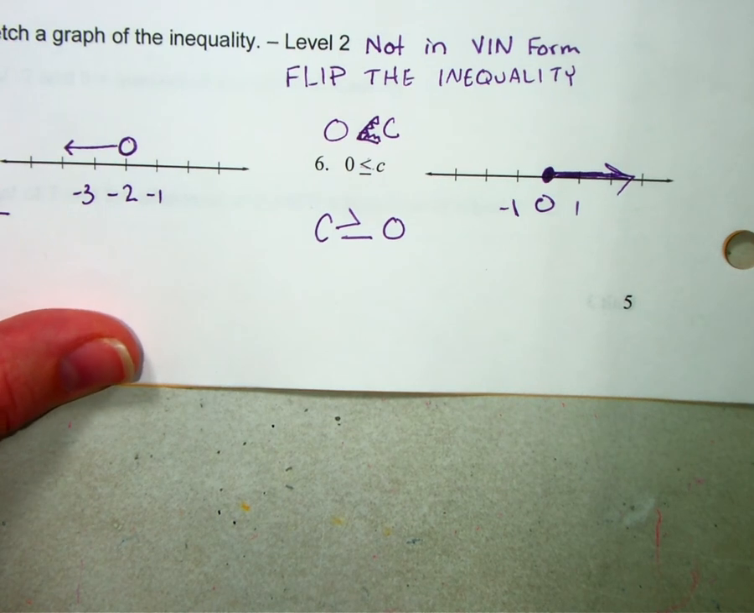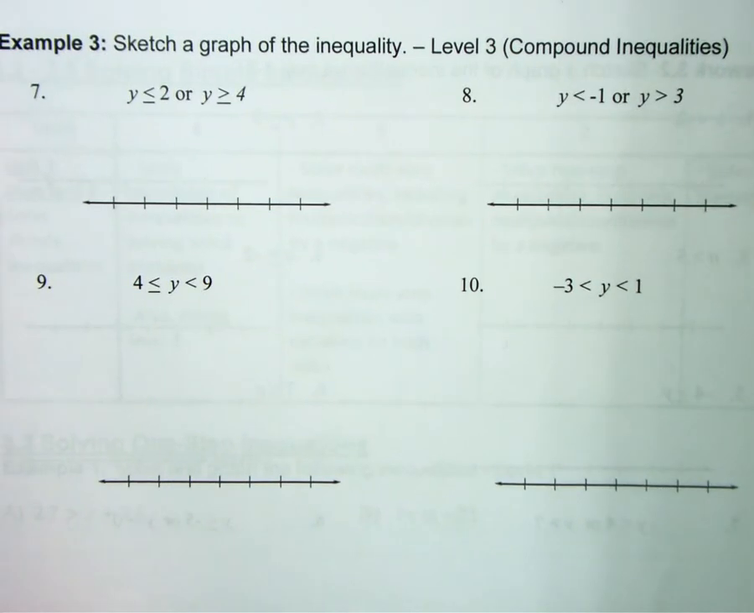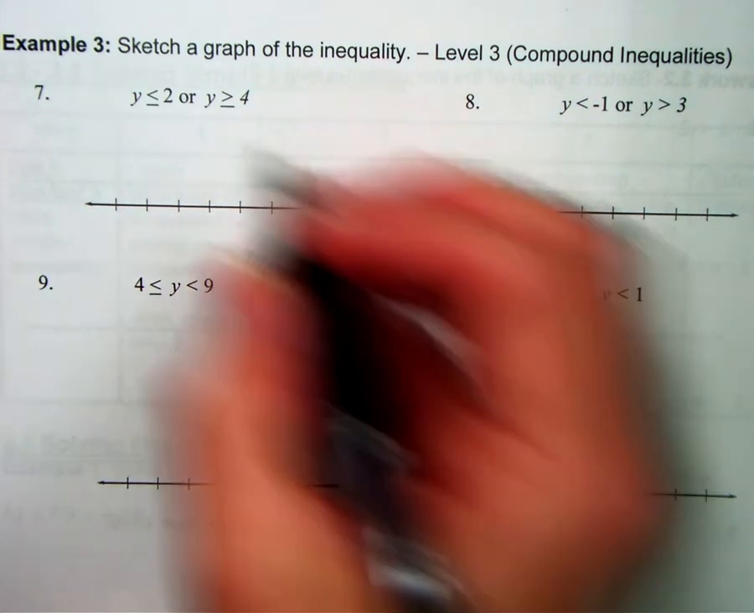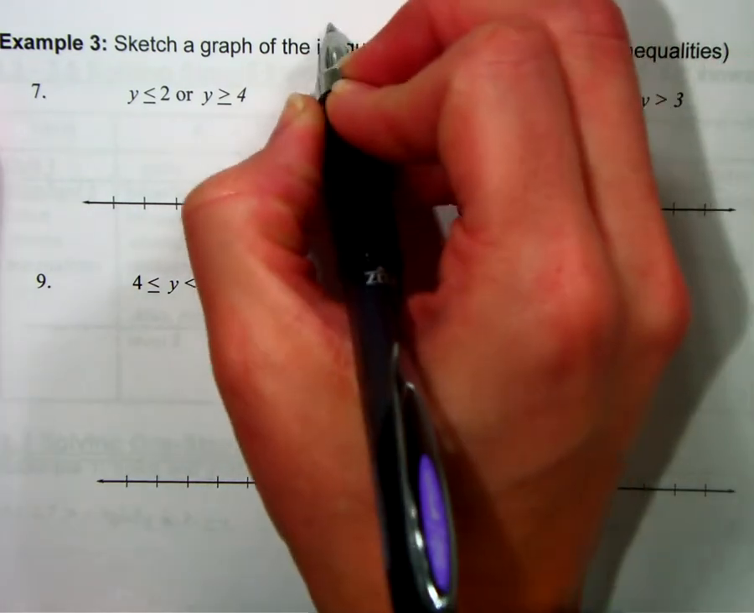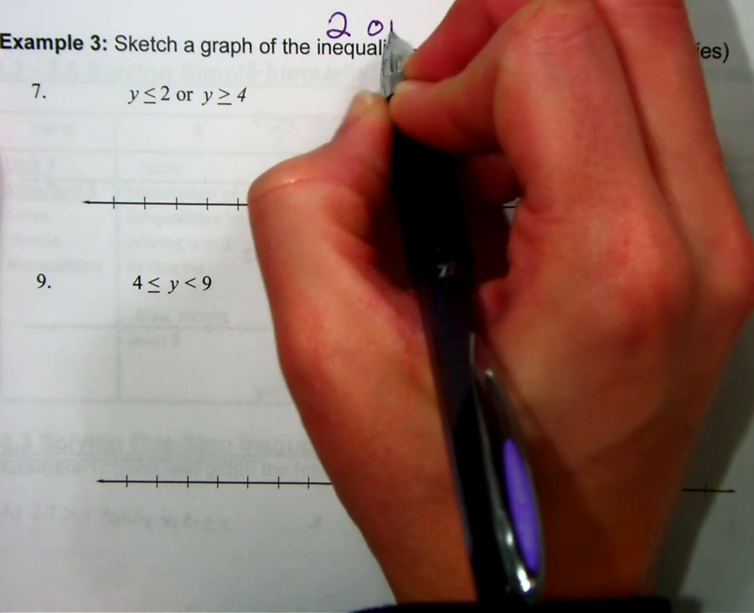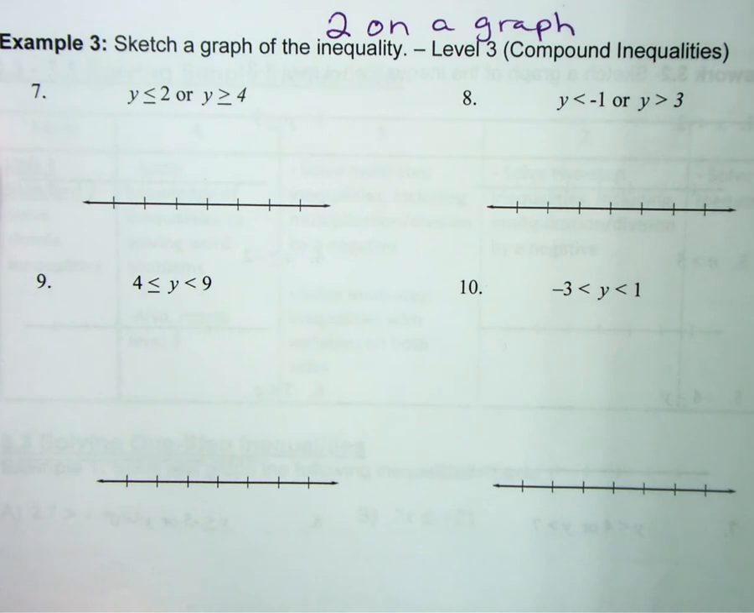The last one is level 3 we're going to do today. We're going to go over this level 3. And we'll worry about level 4 tomorrow. And we'll worry about most of our practice tomorrow as well. So, level 3. Level 3 is just putting 2 things on a graph. Level 3, we're going to sketch a compound inequality. This is going to be 2 on a graph. We're going to have 2 arrows on the graph. We're going to have 2 circles on the graph. So you just do them. You just do them both.